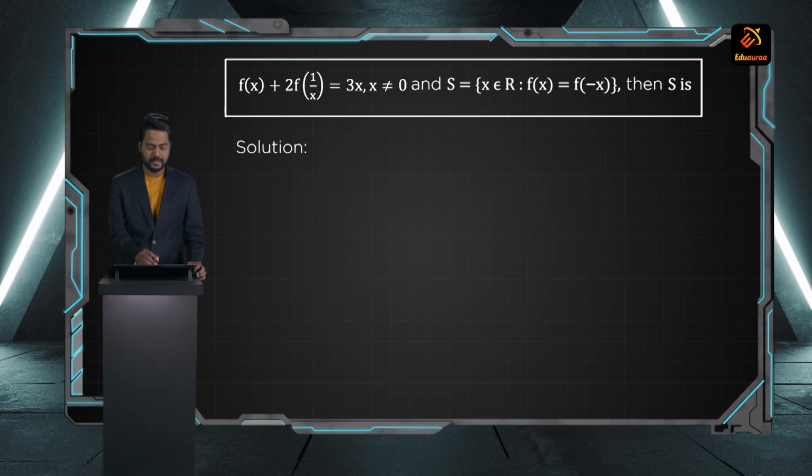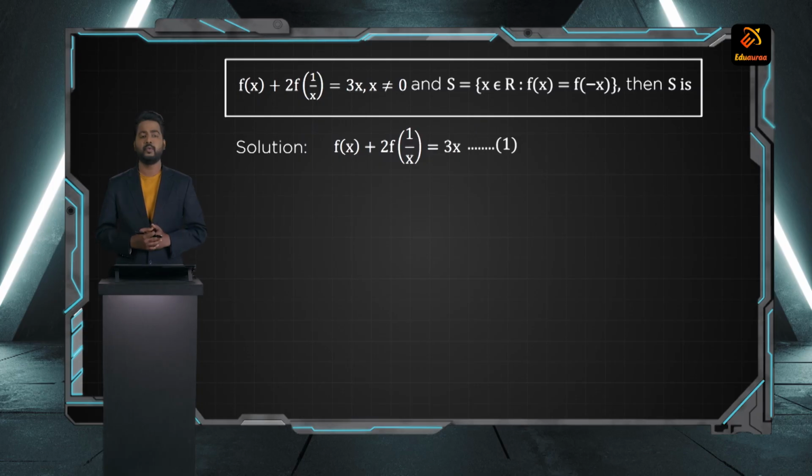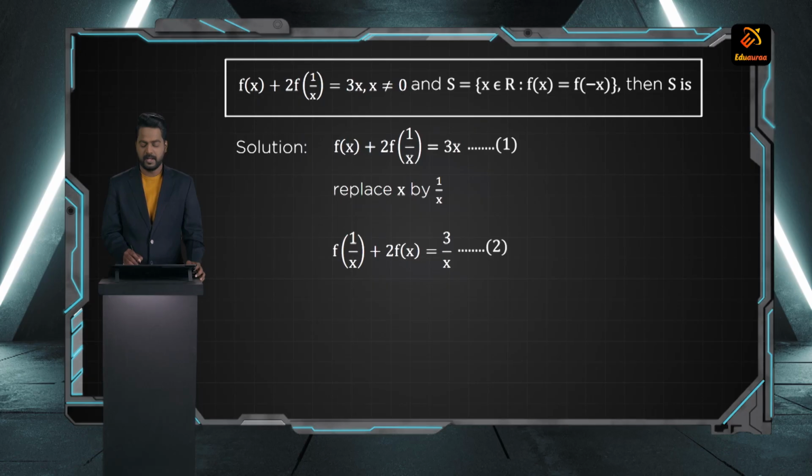So the question is f(x) plus 2 f(1 by x) equal to 3x. Whenever you see questions like this, f(x) plus 2 f(1 by x) or something, replace x by 1 by x. So I am replacing x by 1 by x. It will be f(1 by x) plus 2 f(x) is equal to 3 by x. So now we have two equations. This is the first equation, this is the second equation.